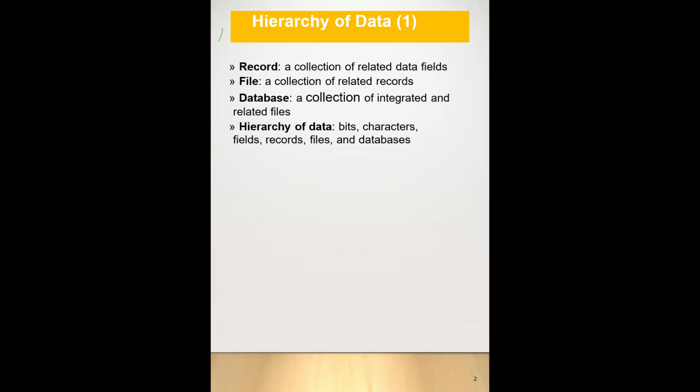And then when we combine fields, it forms records. And then when we combine records, it forms a file or a table. And then the table leads us into what? A database. So have you seen the hierarchy from bit, character, fields, records, files or tables, and then database?